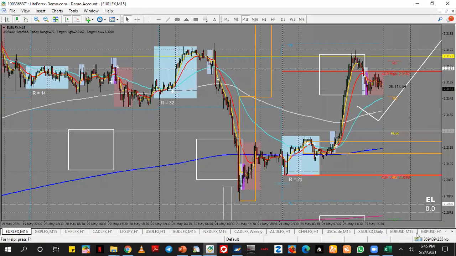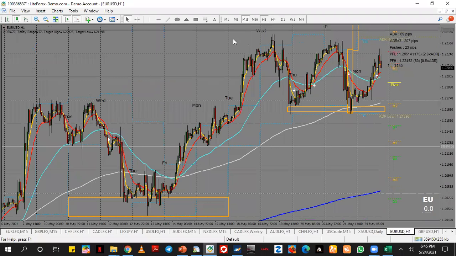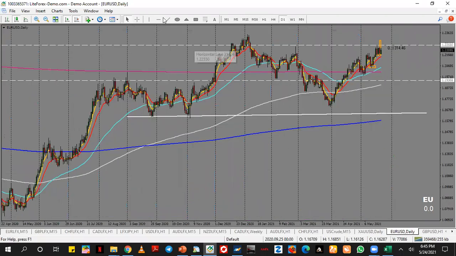So let us have a quick analysis. So this is Euro USD.